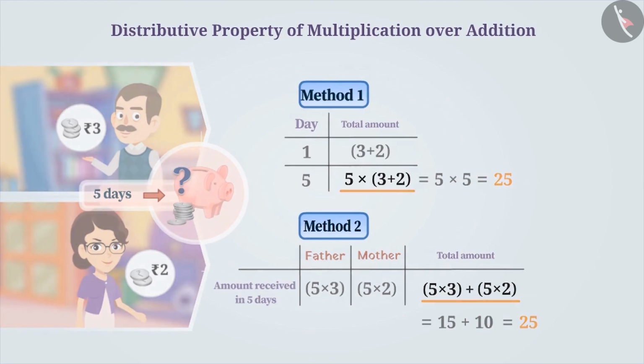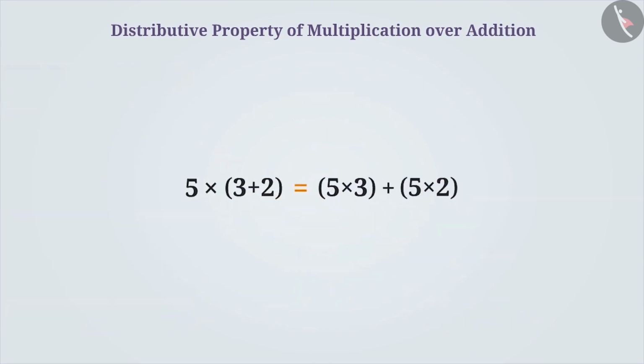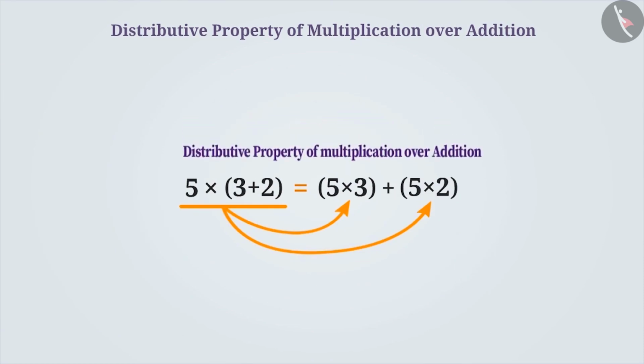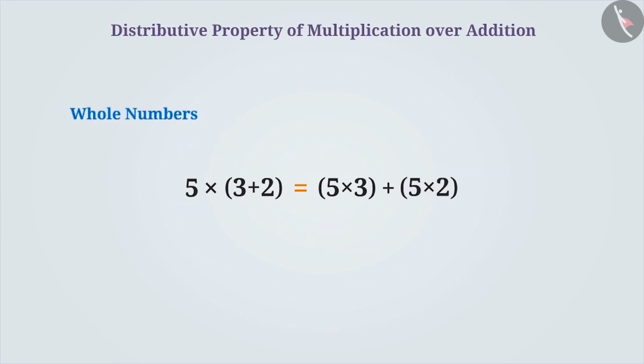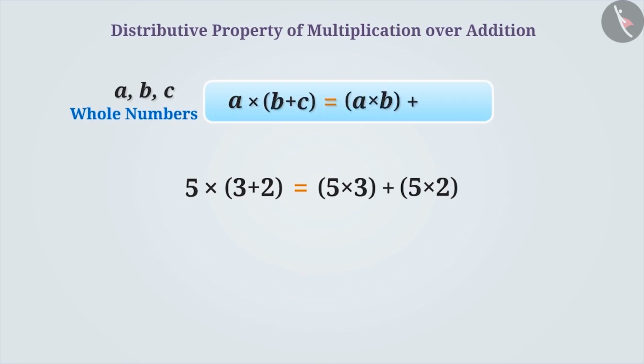What did you understand from this? Here, the sum of two numbers is split. That means multiplication is distributed over addition. Therefore, for any 3 whole numbers a, b and c, a into (b plus c) can be distributed as a into b plus a into c. This is called the distributive property of multiplication over addition.